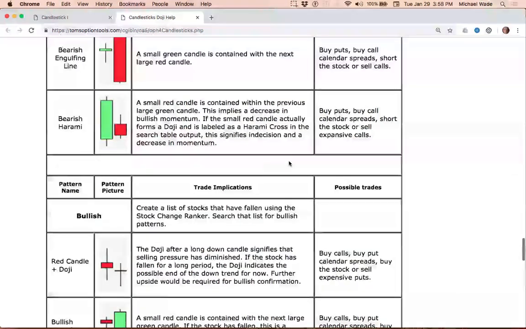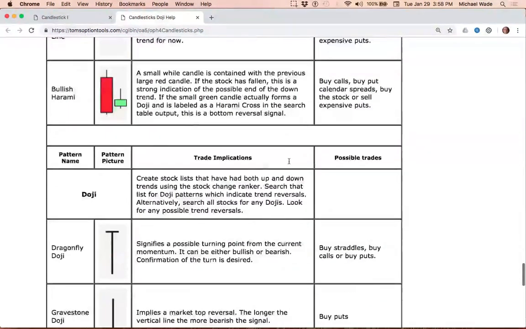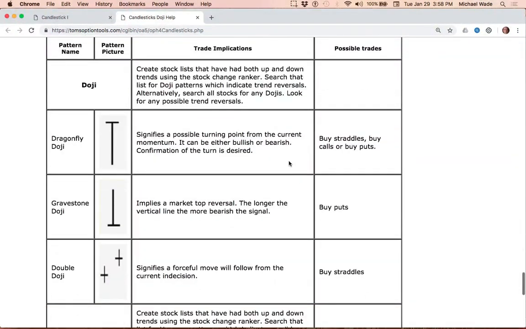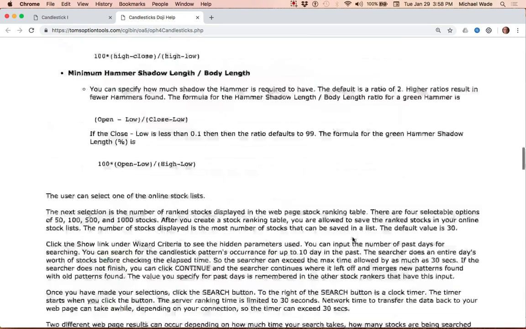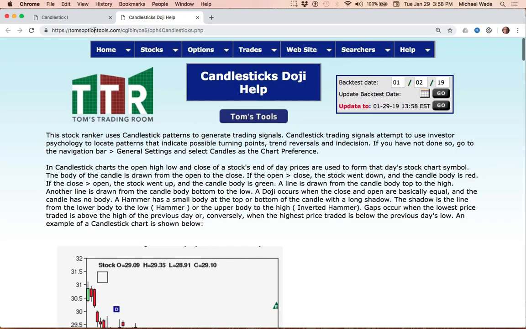And of course, I'm looking for the doji patterns, the reversal patterns, and you can see for each of these, it tells you trade implications as well as possible trades. So that's a really very, very comprehensive help file. Please feel free to use it.